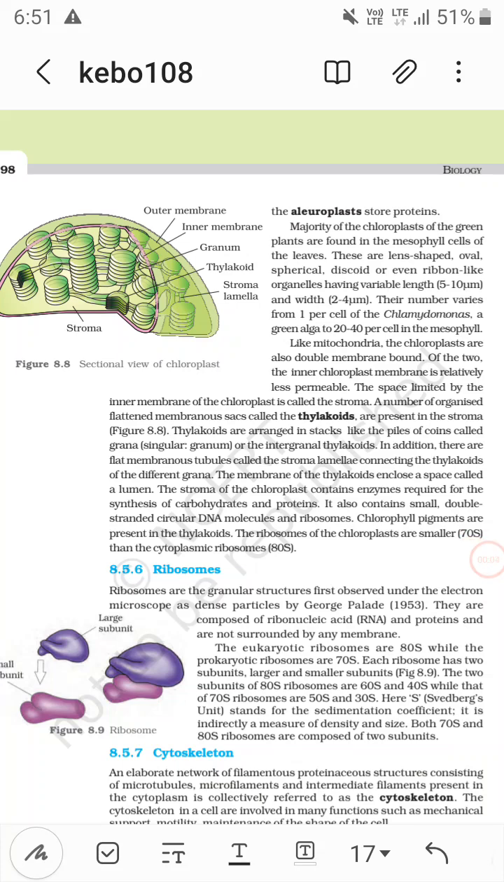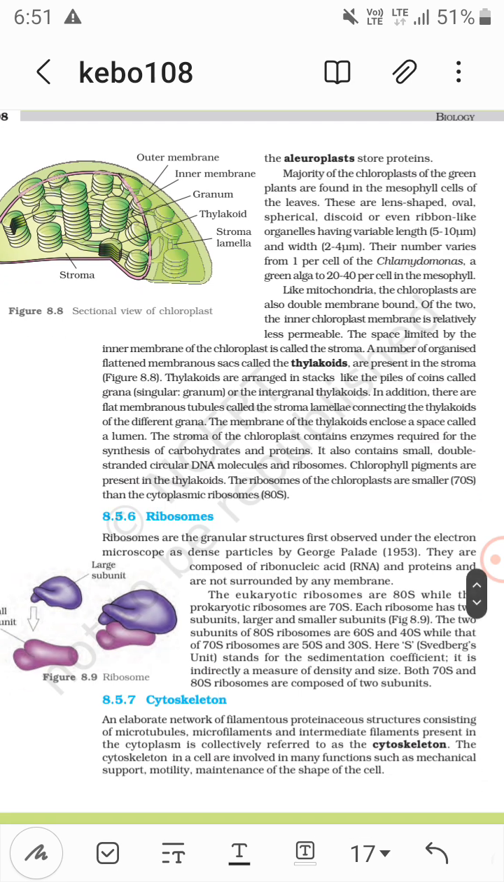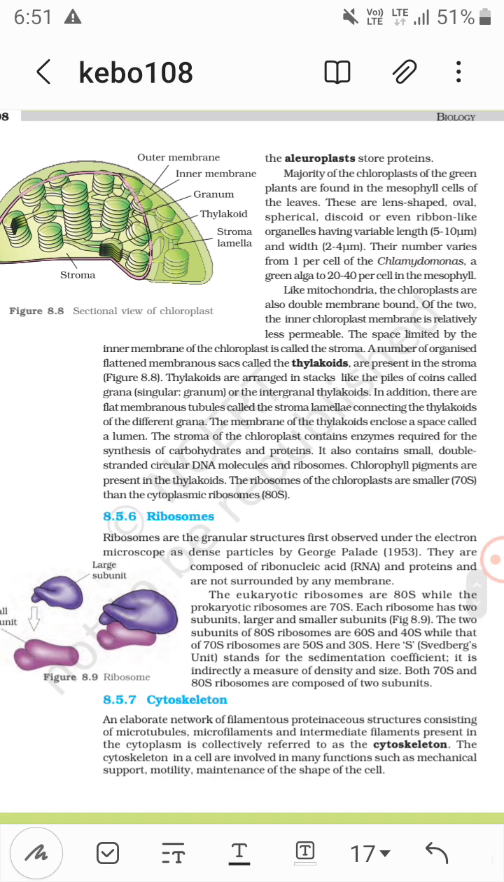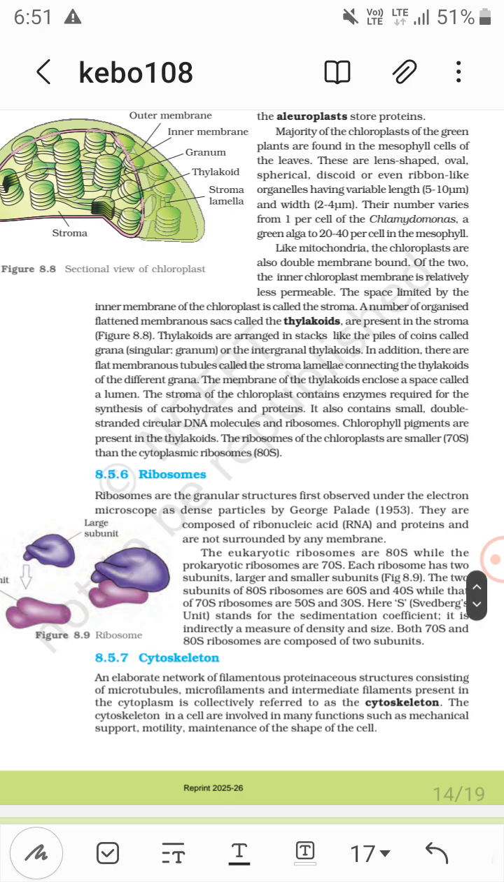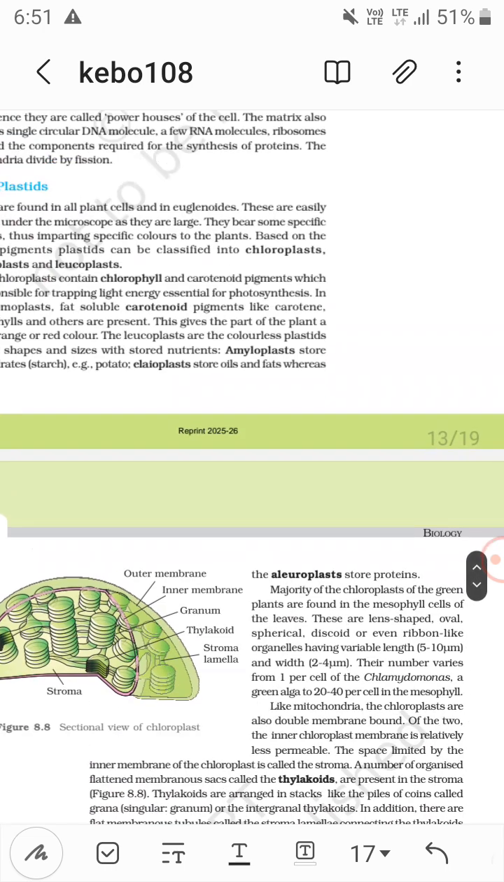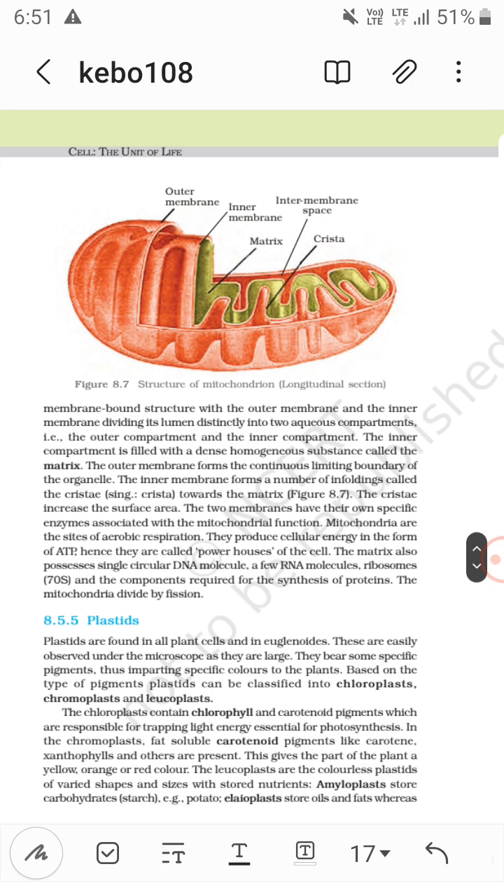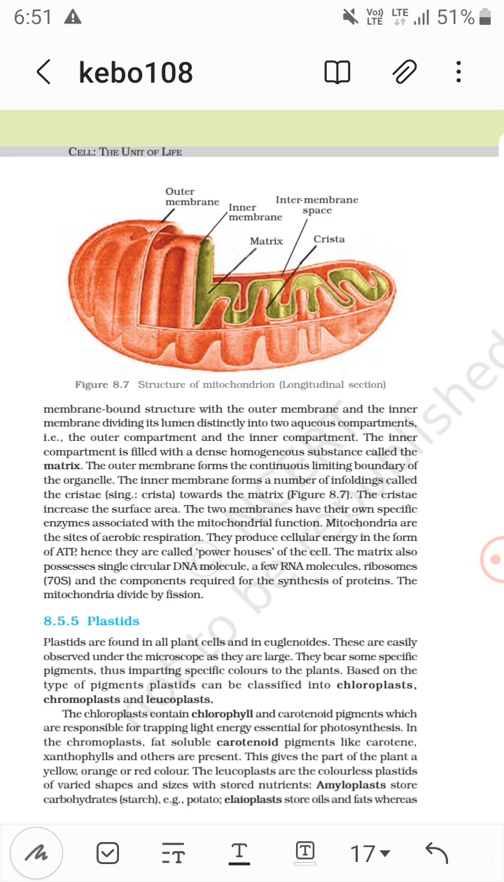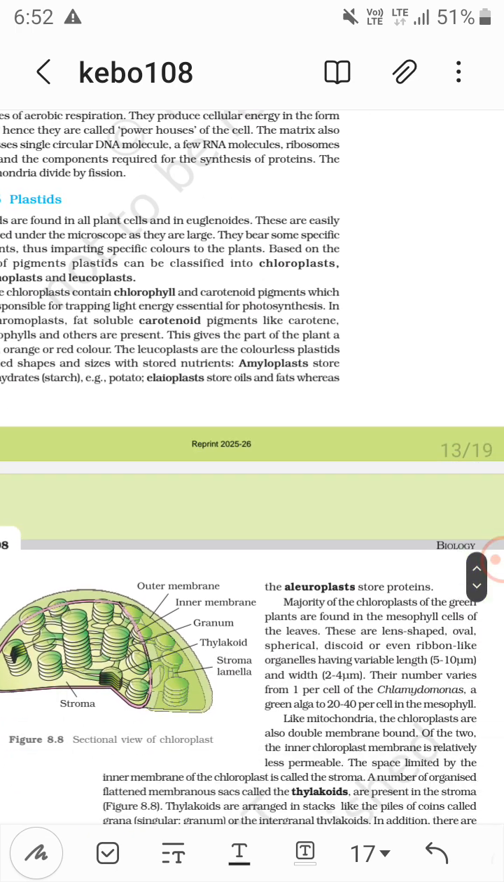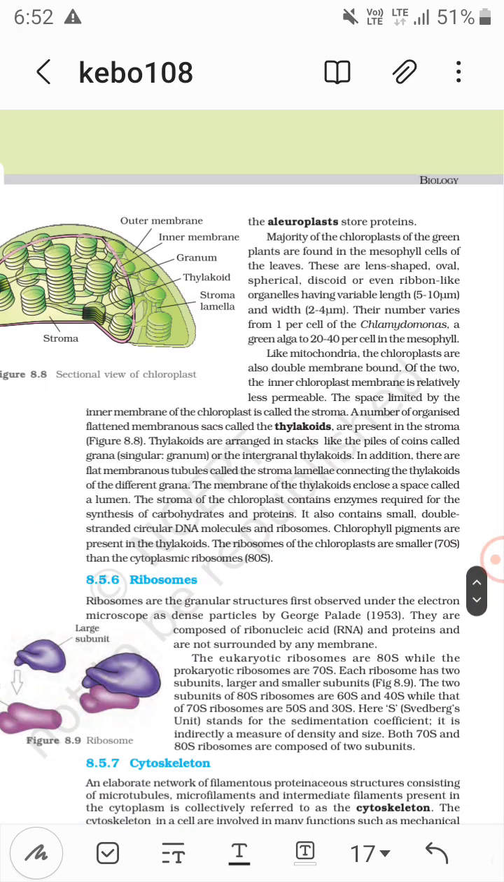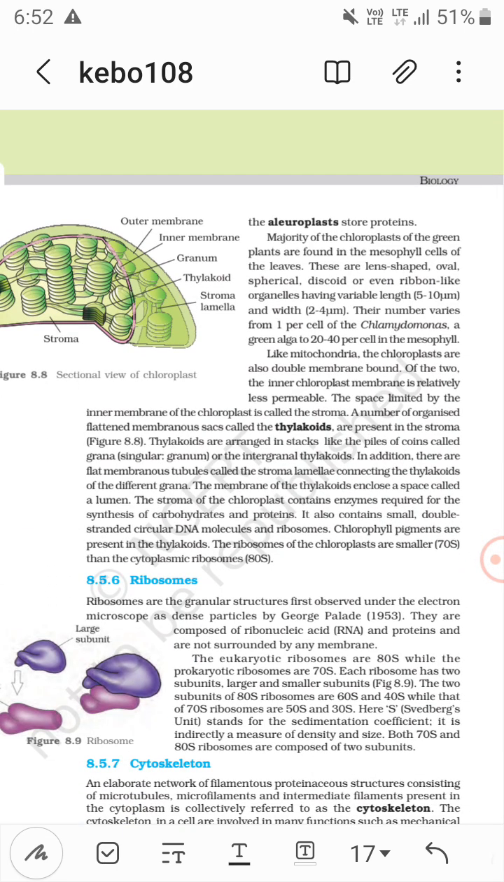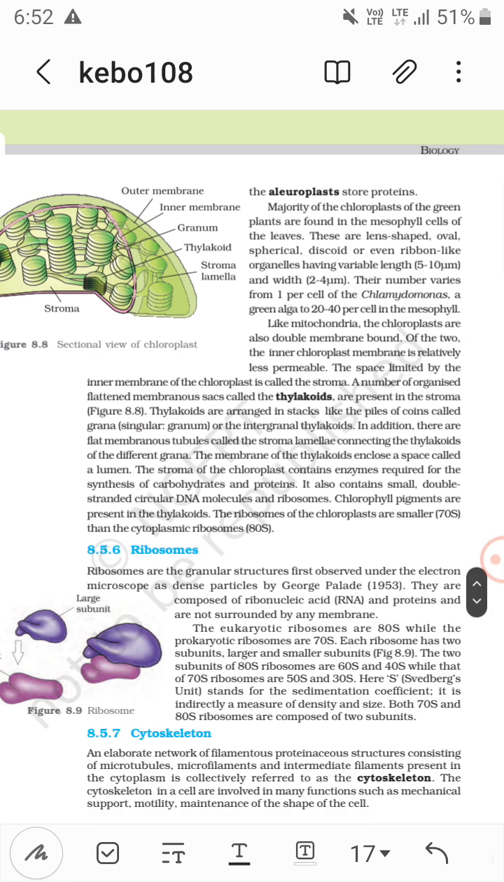Okay, so the chloroplast has small double-stranded circular DNA molecules and ribosomes, right? So it is circular. It is also circular in mitochondria, but it is single-stranded in mitochondria. Let me check it. It's kind of confusing, right? So mitochondria possess a single circular DNA molecule. Now, as given, it is double-stranded circular DNA molecules in chloroplast. So double-stranded in chloroplast, and ribosomes.